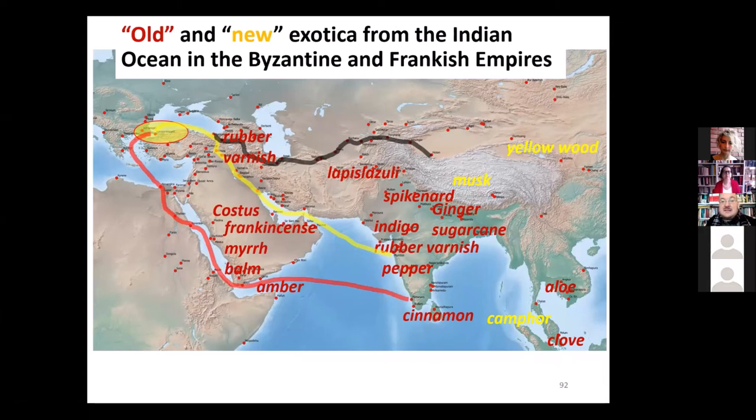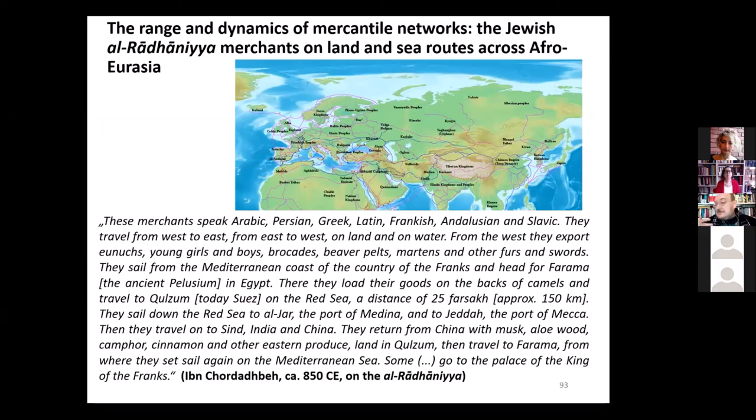And this old and new exotica were then transported via the Arabic Empire to the Byzantine and Frankish empires, meeting the enduring demand which had emerged in the previous imperial periods, in the Roman period. And on this basis, we also find groups like the Radhanite merchants, who were really traveling across all these routes. So we have here the description from an Arab source of the 9th century that they were traveling from Western Europe all the way to China, from the steppes of Eastern Europe all the way to Africa.